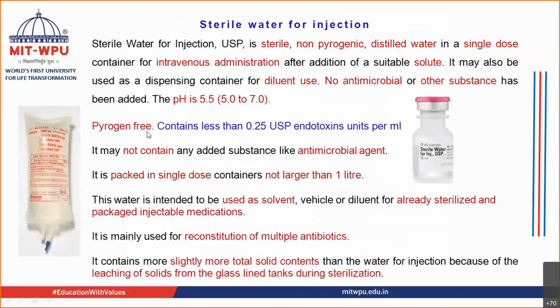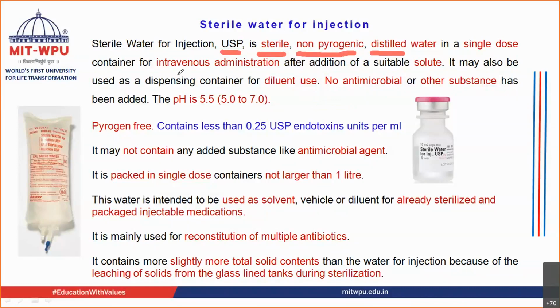Moving ahead to the second vehicle that is used, it is sterile water for injection. As I told you, water for injection is not sterile in nature, and it is not free from pyrogen. Whereas sterile water for injection, which is given officially in the USP, should be sterile also. It is non-pyrogenic also, there is absence of pyrogen, and it is also distilled. So it is distilled, sterile, and non-pyrogenic.